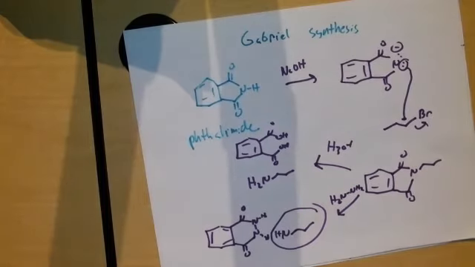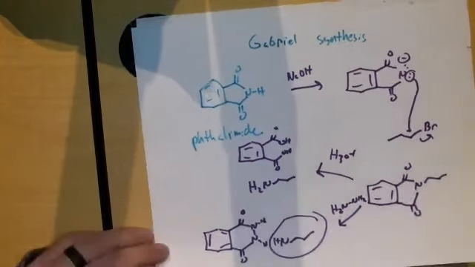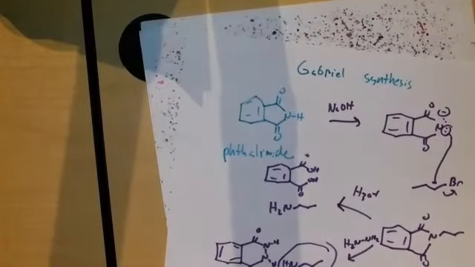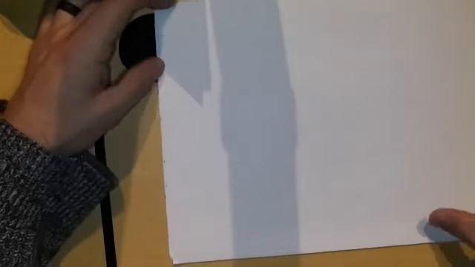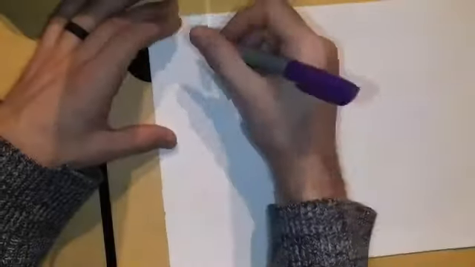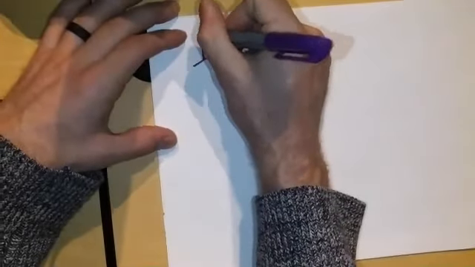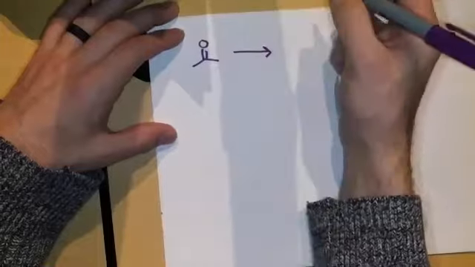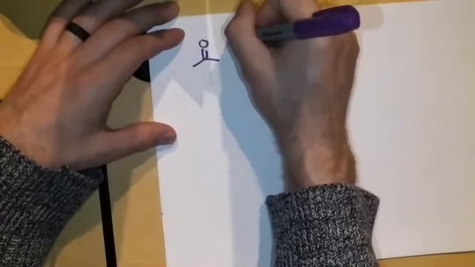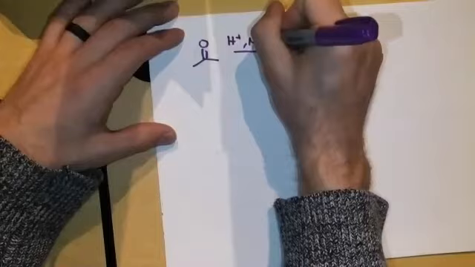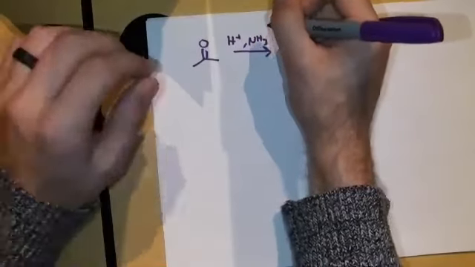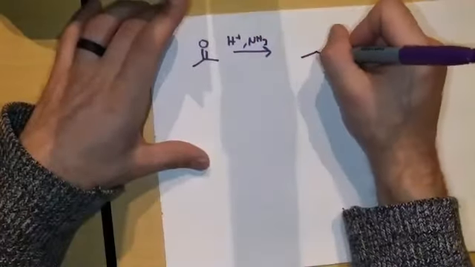All right, last way to make amines is through reductions. So something we talked about in chapter 19, I believe. So if you take a ketone, throw in H plus ammonia, we can make an imine.